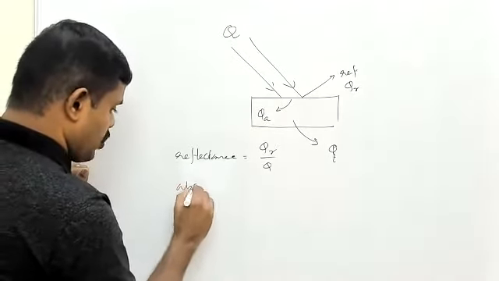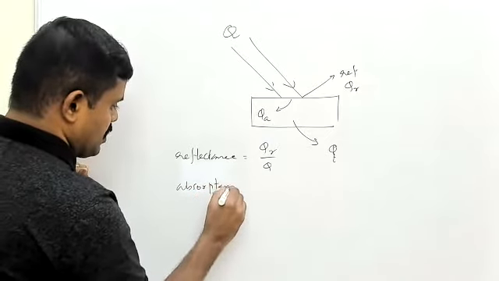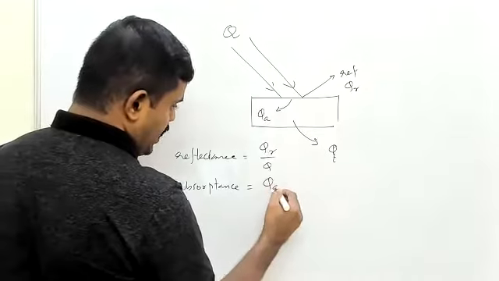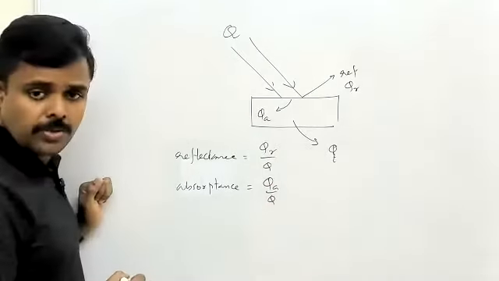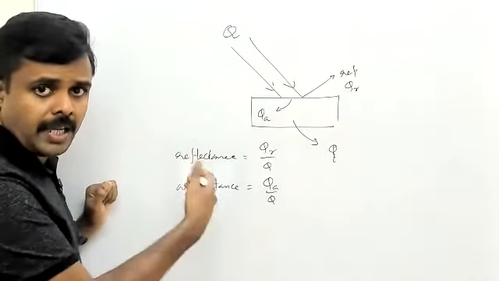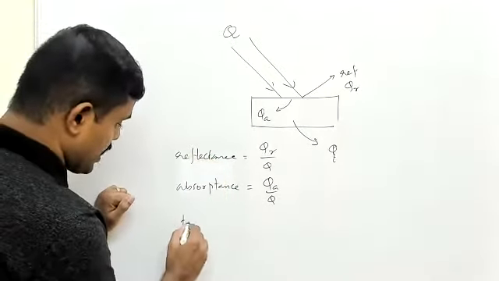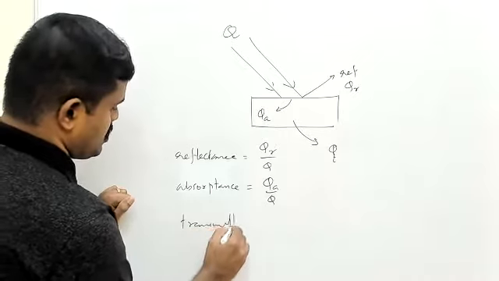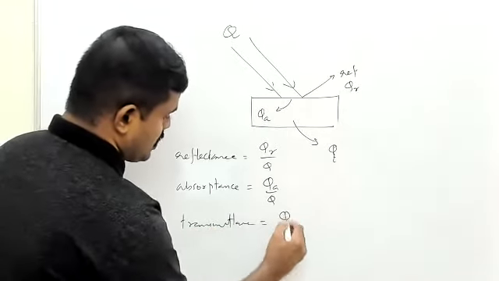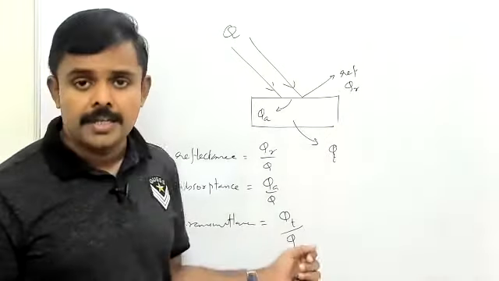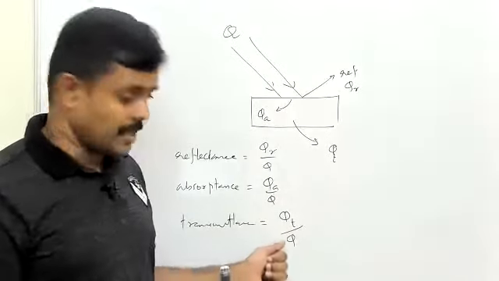Then next is absorptance. What is absorptance? Absorptance is QA divided by Q. The amount of energy absorbed divided by the total energy incident. Then there is transmittance. Transmittance is QT divided by Q: the amount of energy transmitted divided by the total amount of energy incident on it.